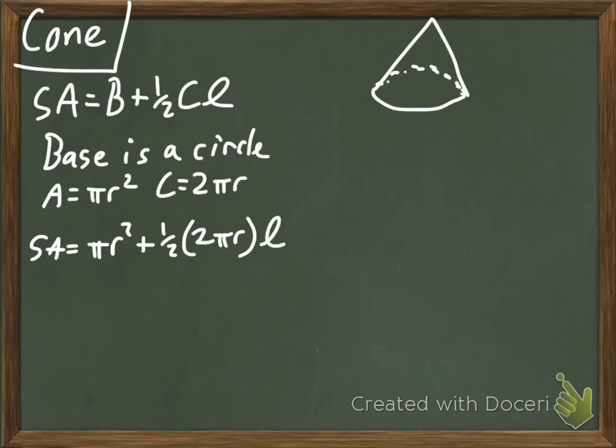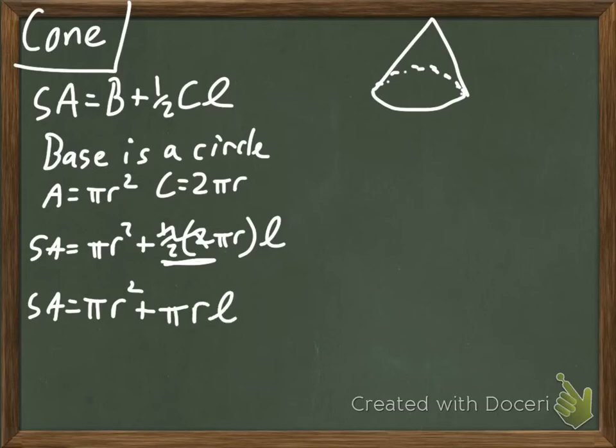We can change this formula one more time because our 1/2 and our 2 here are going to essentially cancel each other out. 1/2 of 2 is 1, so we can write this as pi r squared plus, since these basically get rid of each other, pi r slant height. And I just want to show you where this comes from in this picture here.